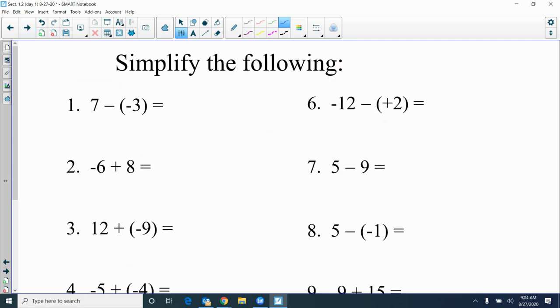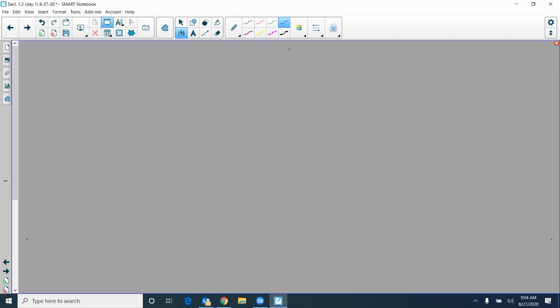Now flip it over on the back. There are 10 problems there. Just do those on your own, and we're going to go through them together. I just want to see however you think, whatever you need to do to get those answers, do those on your own.